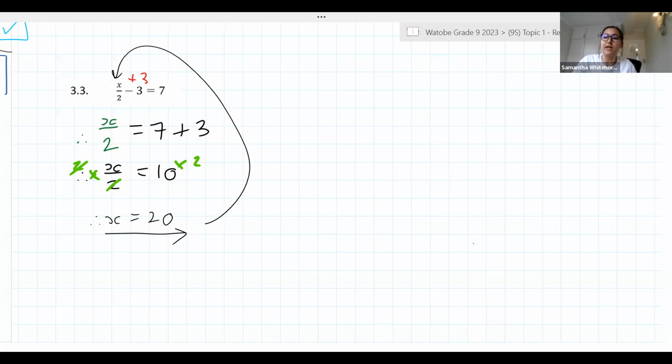And so be very careful when you are doing your inverse operations, especially when it comes to multiplication and division, that you're applying it to every term.